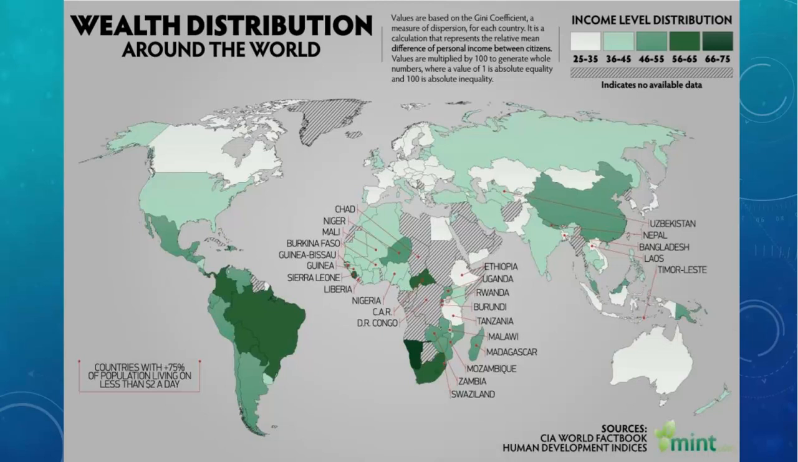Fewer people own more stuff. More people own less stuff and greater disparity of wealth. Okay, so United States, you might start with a baseline is 36 to 45. It's like, oh, that doesn't look too bad. It's not so far down on the scale there.